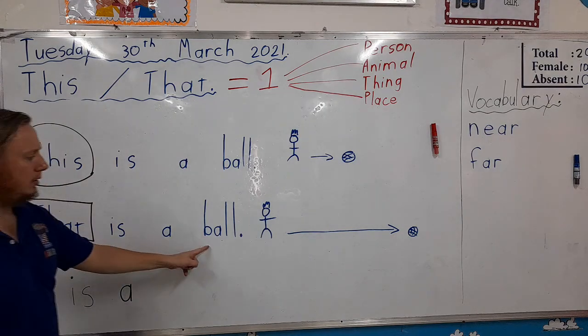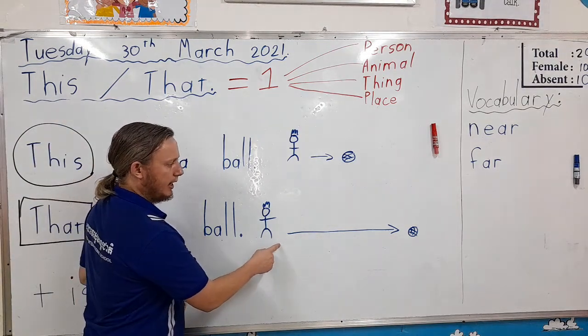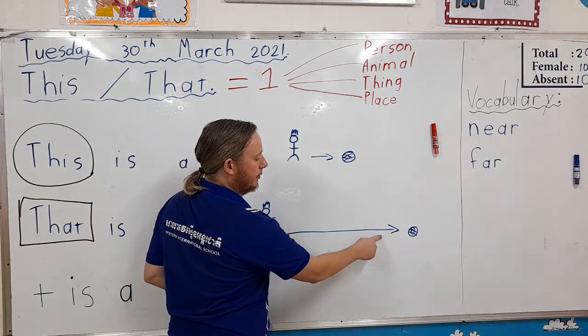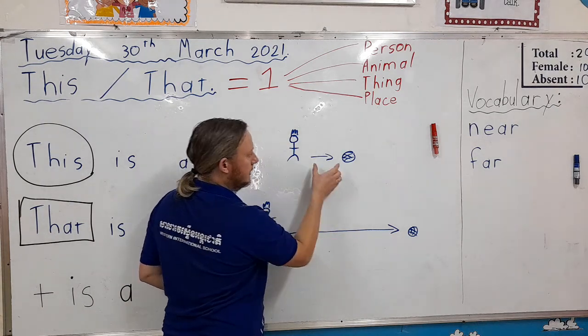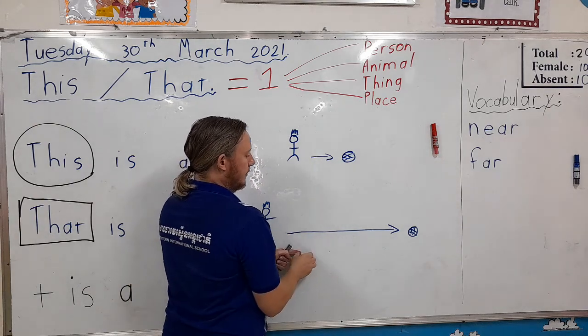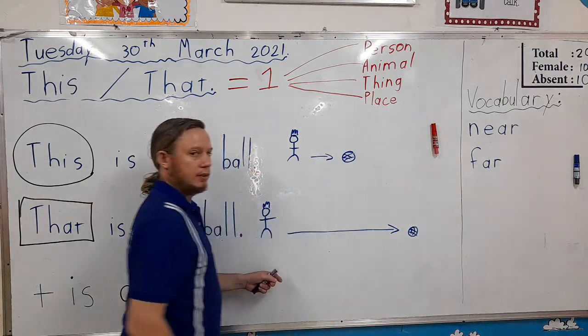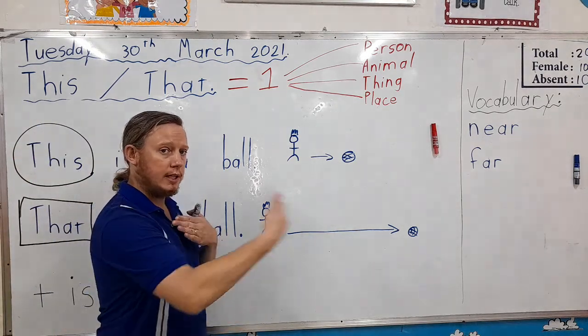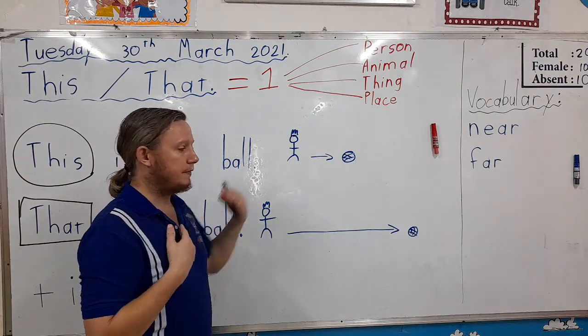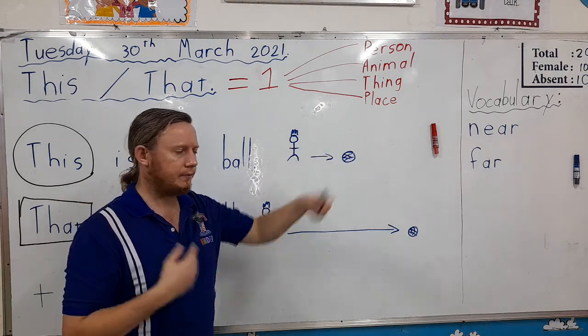That is a ball. Here we have the boy. And now it's very, very far away. Here is the ball. You see, near, far. So wherever you are, try to remember those. Near to me, far away.